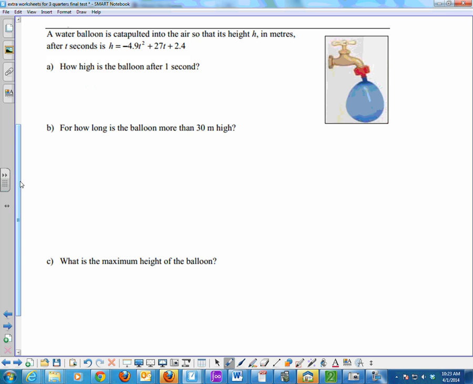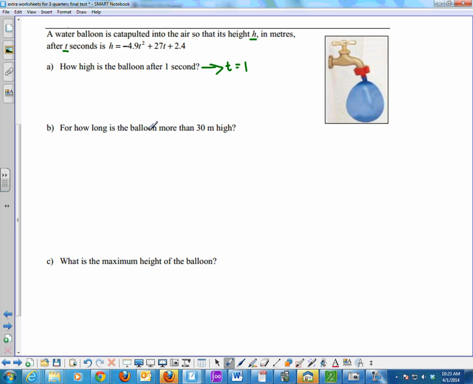Looking down at the water balloon question, if we read this, it says a water balloon is catapulted into the air so that its height h in meters after t seconds is given by, or modeled by, this function. How high is the balloon after 1 second? Well, for that, we're just going to plug in t equals 1 and find the h for that.